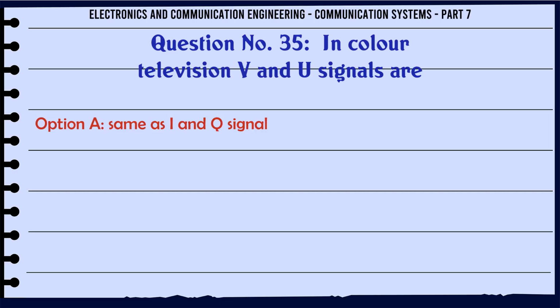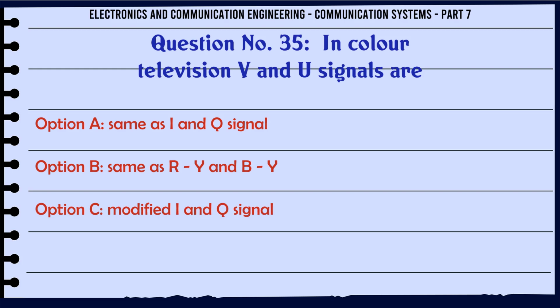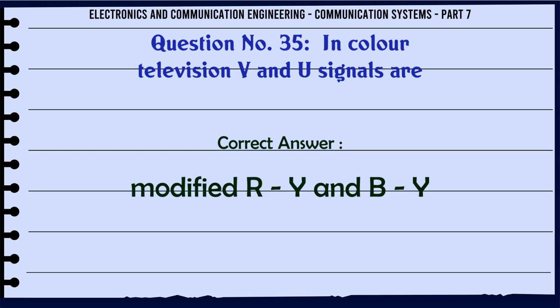In color television, V and U signals are A same as I and Q signal, B same as R-Y and B-Y, C modified I and Q signal, D modified R-Y and B-Y. The correct answer is modified R-Y and B-Y.